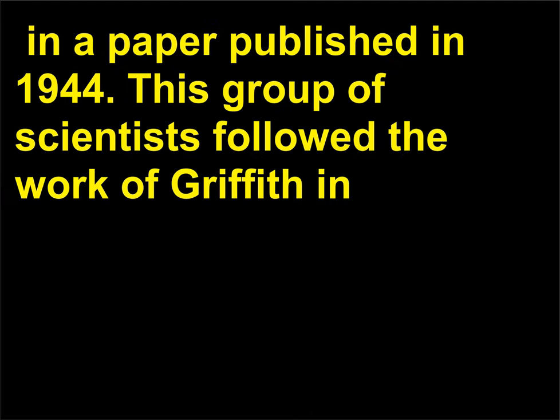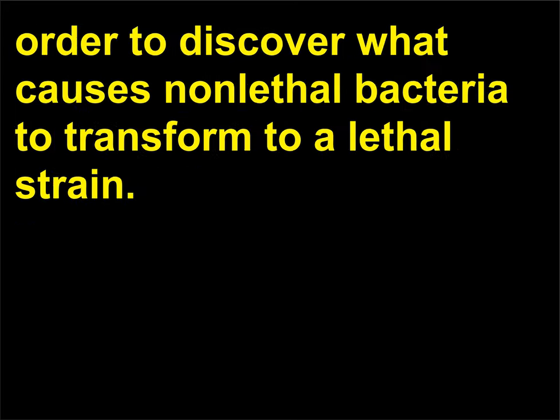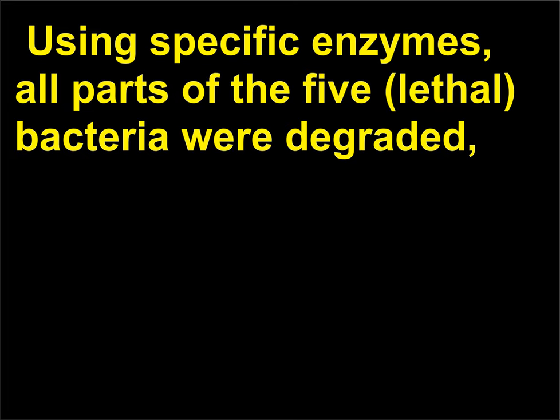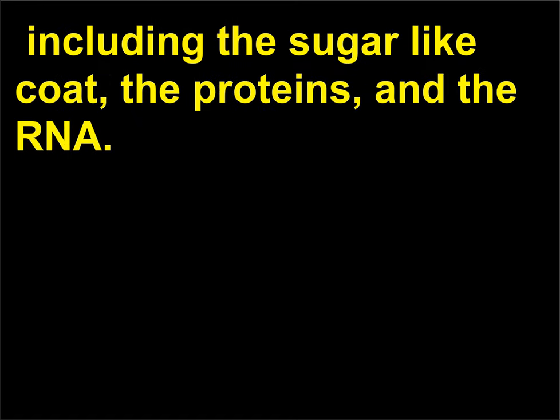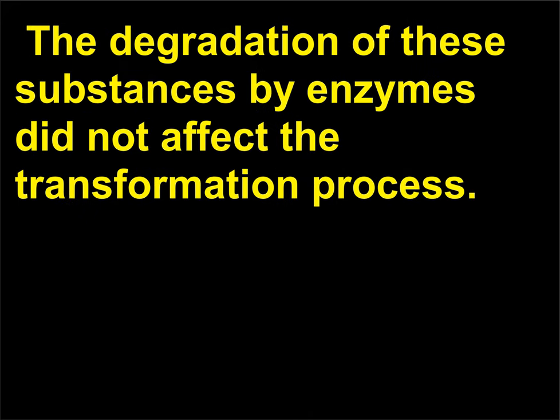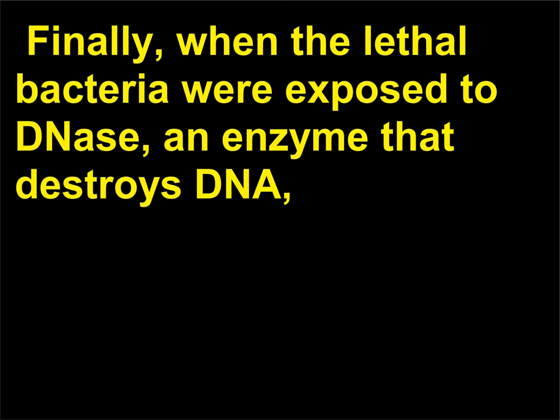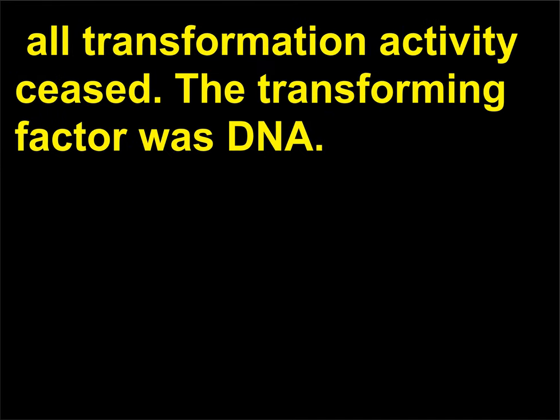In a paper published in 1944, this group of scientists followed the work of Griffith in order to discover what causes non-lethal bacteria to transform to a lethal strain. Using specific enzymes, all parts of the lethal bacteria were degraded, including the sugar-like coat, the proteins, and the RNA. The degradation of these substances by enzymes did not affect the transformation process. Finally, when the lethal bacteria were exposed to DNase, an enzyme that destroys DNA, all transformation activity ceased. The transforming factor was DNA.